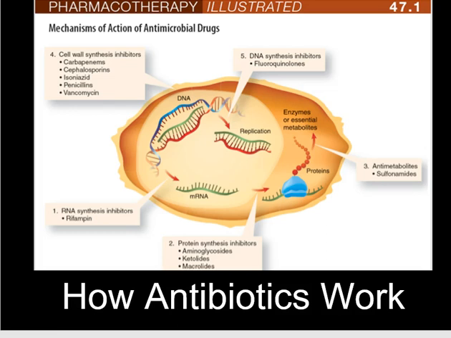The cell wall synthesis inhibitors, number 4, I guess we went out of order a little, but whatever. Number 4, the cell wall synthesis inhibitors, carbapenems we'll talk about, cephalosporins, isoniazid, penicillins, vancomycin. They all are cell wall synthesis inhibitors. So all of these have lost a lot to resistance already built up to them, and we're going to talk about that a little bit too.